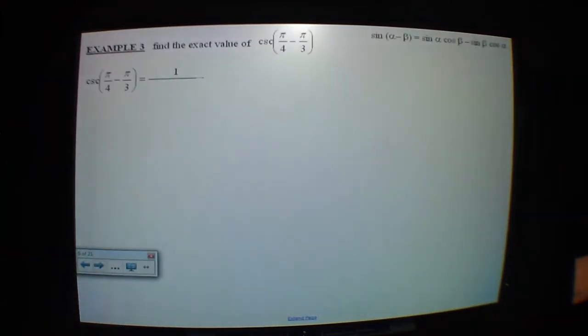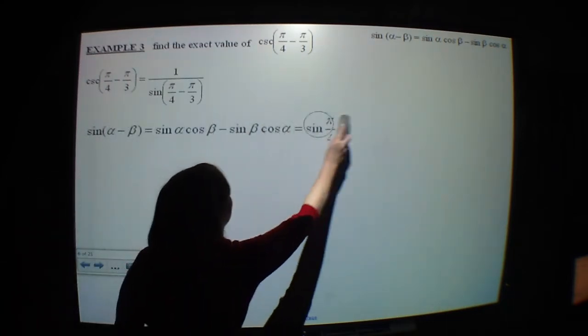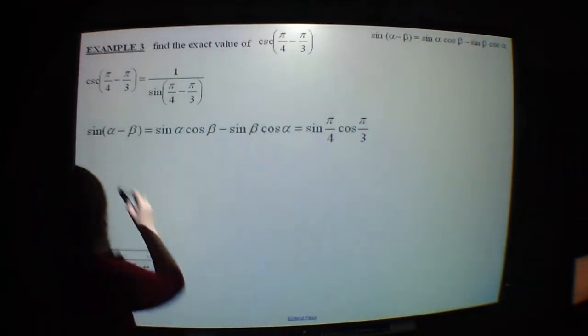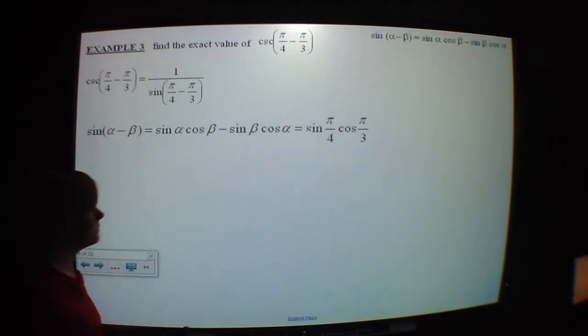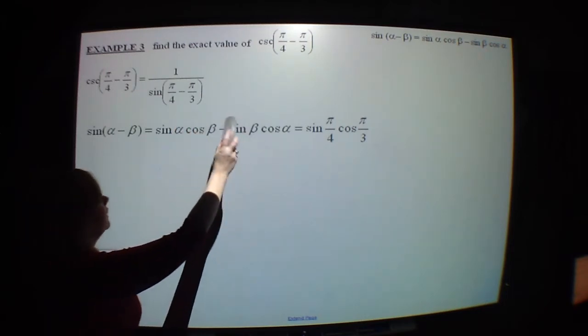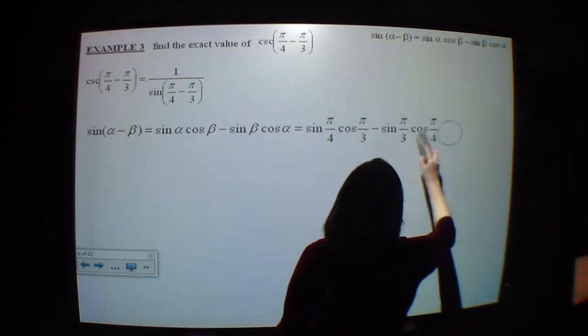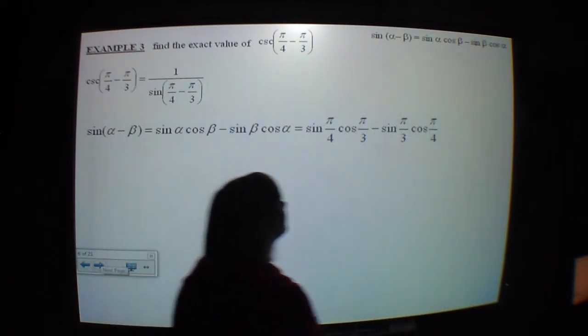Next. Cosecant. I didn't give you a formula for cosecant, but I did give you a sine formula, and you know that the cosecant and sine are reciprocals. So I could just find the sine of pi over 4 minus pi over 3. I could just use the difference formula. Okay? You can do pi over 4 minus pi over 3. Okay? So the sine of pi over 4, cosine of pi over 3, minus sine of pi over 3, cosine of pi over 4. Let me draw my pictures.